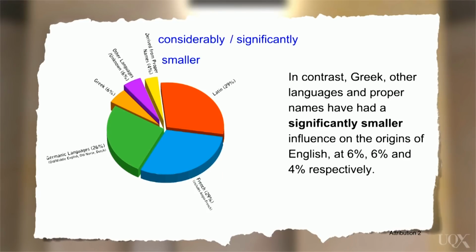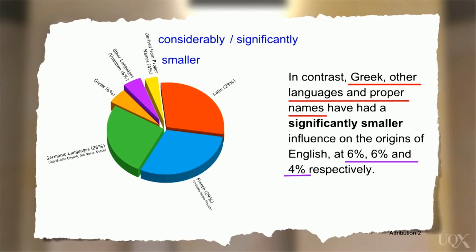Here's a short sentence about this. It begins with a linking expression to show that we're moving from the more influential languages to these smaller groups of languages. The beginning of this sentence lists 3 parts of the pie chart: Greek, other languages, and proper names. Then at the end, we gave the percentage figures for each of these languages or language groups.